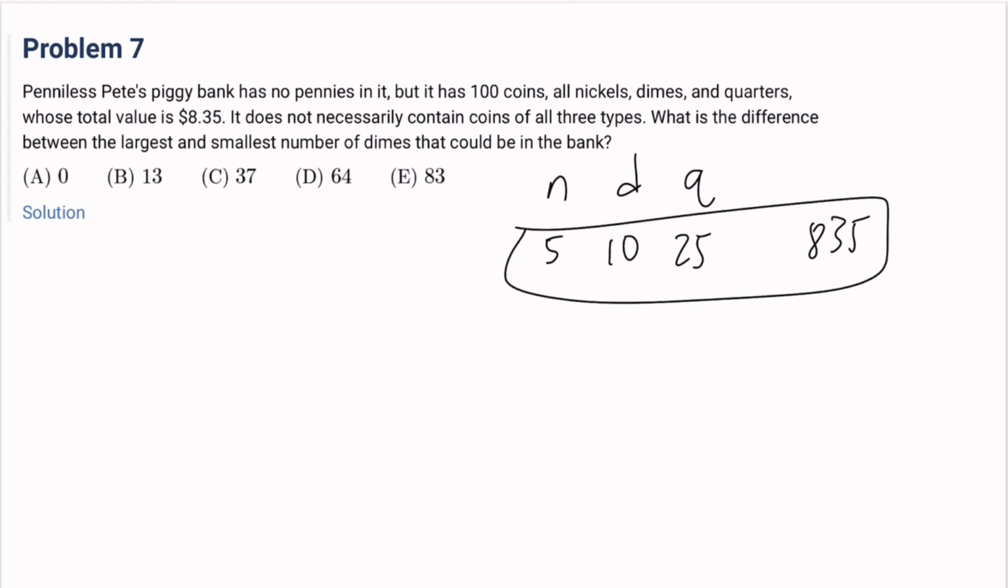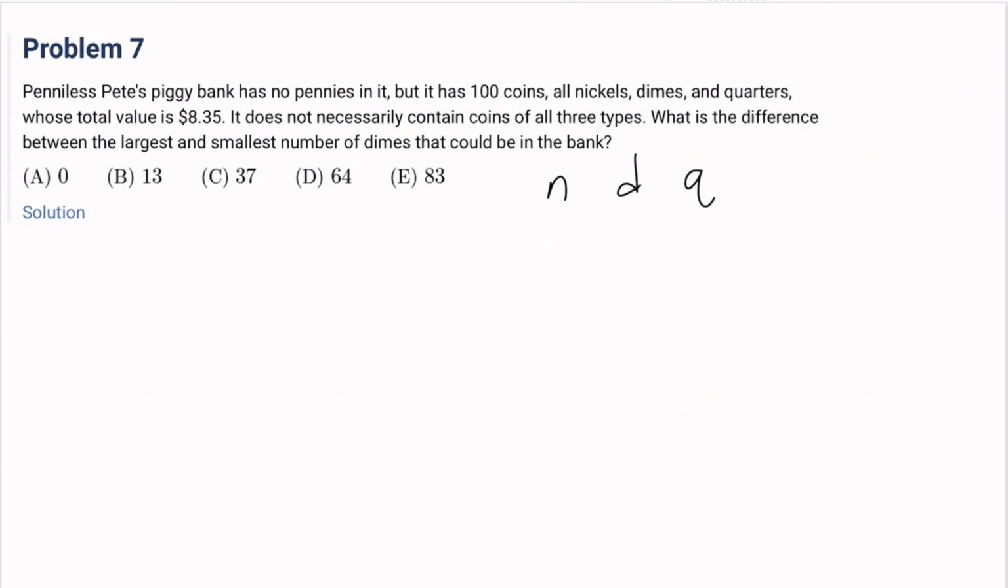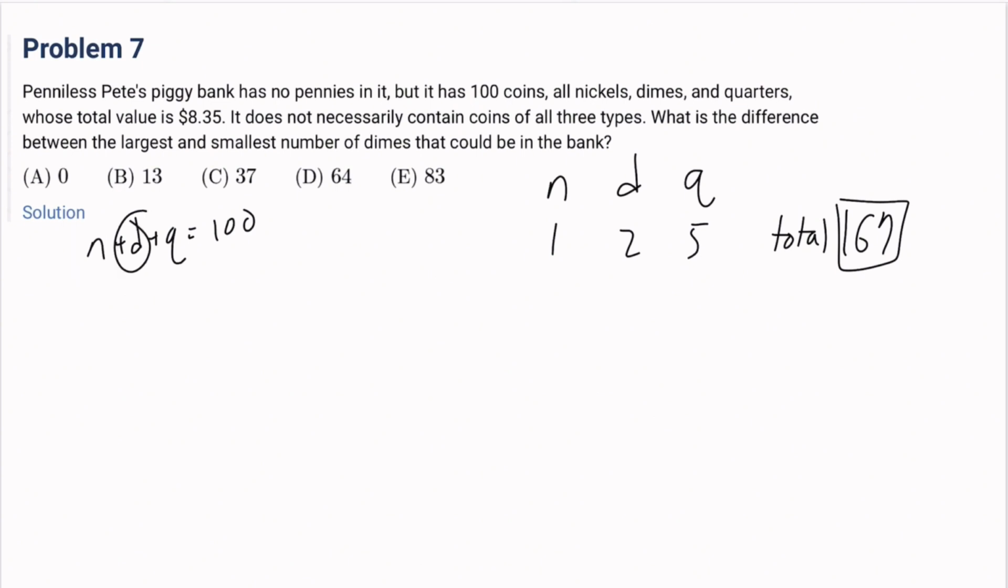And so we can divide all this by 5. That will give us values of 1, 2, 5, and the total is 835 divided by 5, which is 167. So the total is 167. First we have 100 coins, so n plus d plus q equals 100, where n is the number of nickels, d is the number of dimes, and q is the number of quarters. And then for the total amount, we have 1n plus 2d plus 5q, which is equal to 167.